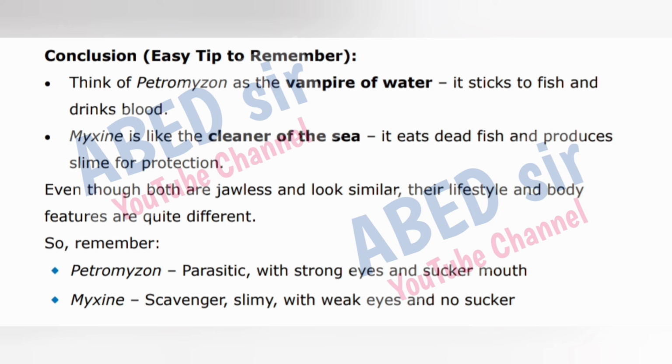Think of Petromyzon as the vampire of water. It sticks to fish and drinks blood. Myxine is like the cleaner of the sea. It eats dead fish and produces slime for protection. Even though both are jawless and look similar, their lifestyle and body features are quite different. So, remember, Petromyzon: parasitic, with strong eyes and sucker mouth. Myxine: scavenger, slimy, with weak eyes and no sucker.